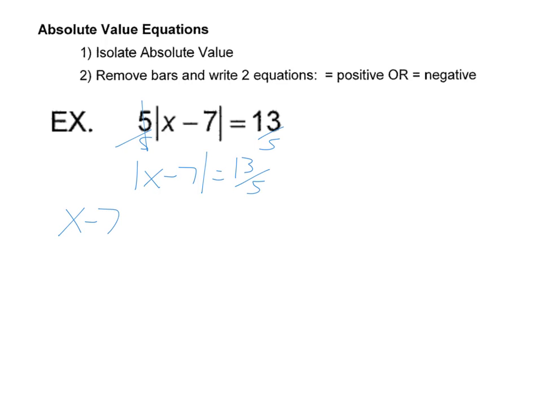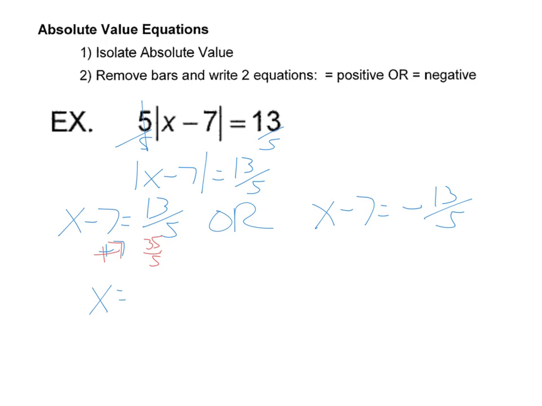First, x minus 7 equals positive 13/5, and then the word or, which is mathematically important. X minus 7 equals negative 13/5. So first equals the positive, then it equals the negative. And then, of course, we're going to add 7. And since I'm dealing with fractions here, I need a common denominator. So 7 is really 35/5. So 13/5 plus 35/5 is 48/5.